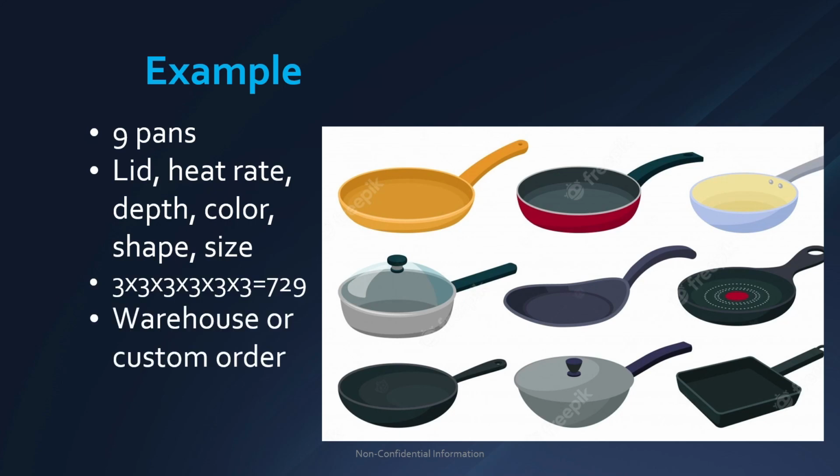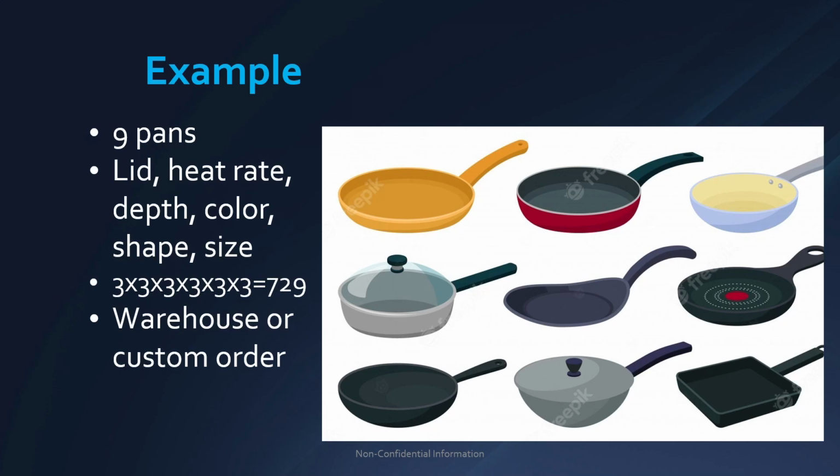Okay, so what are the trade-offs? I'll give you two examples here. Let's say you have a shop with a warehouse in the back where all 729 of these varieties of pans are. And if somebody comes into your shop and wants to buy a pan of a specific type, you have exactly that pan already. It's there. It's ready to go.